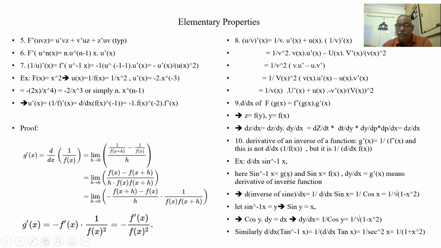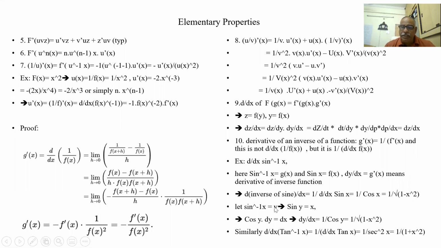Sin inverse x, if we say it is y, that sin inverse x is y, that means sin y is equal to x. That means cos y dy by dx is equal to 1. So dy by dx is 1 by cos y. And sin y is x. Cos y is square root of 1 minus sin square y. So square root of 1 minus x square. So 1 by square root of 1 minus x square is dy by dx.